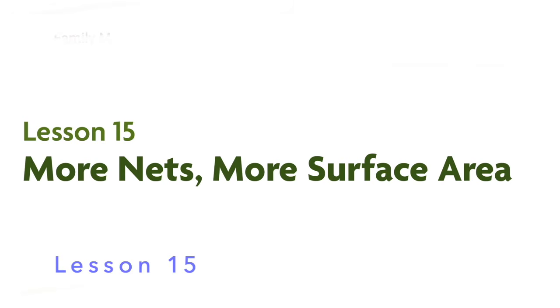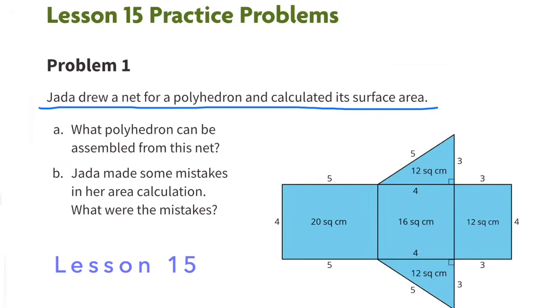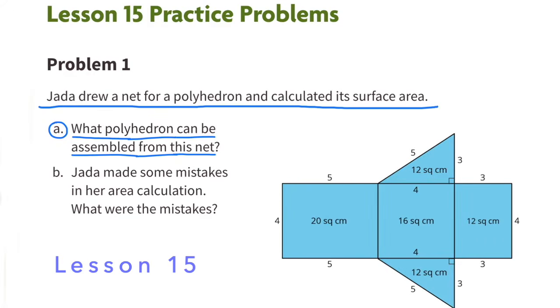Sixth grade, Unit 1, Lesson 15. More nets, more surface area. Number 1. Jada drew a net for a polyhedron and calculated its surface area. A. What polyhedron can be assembled from this net? A triangular prism can be assembled from this net.